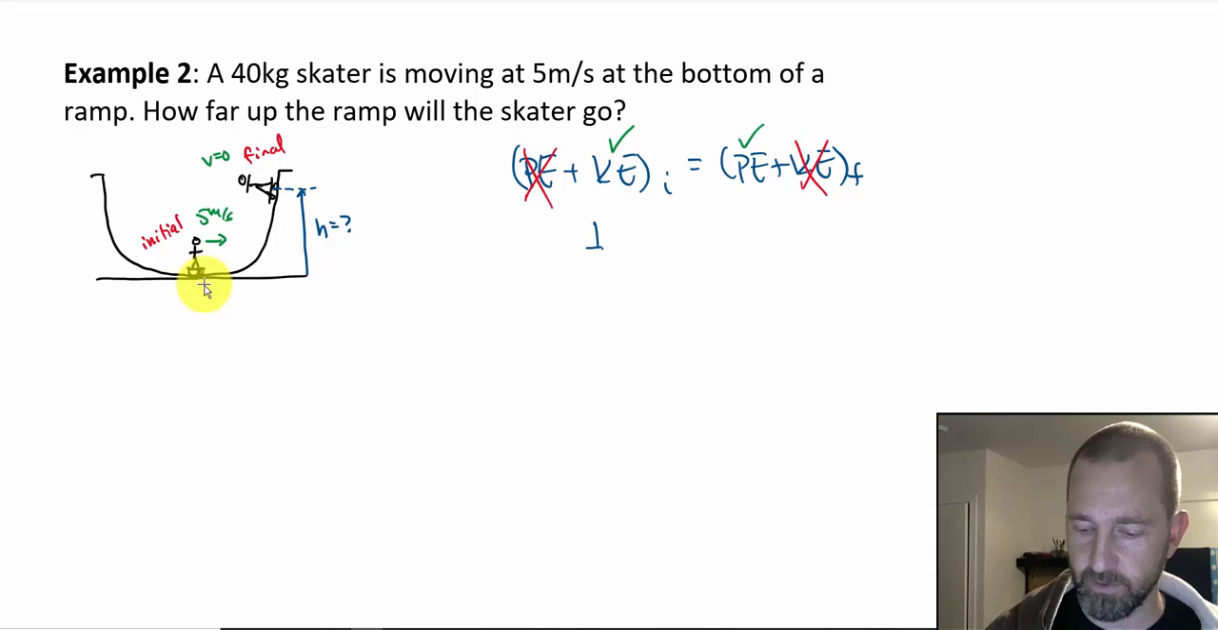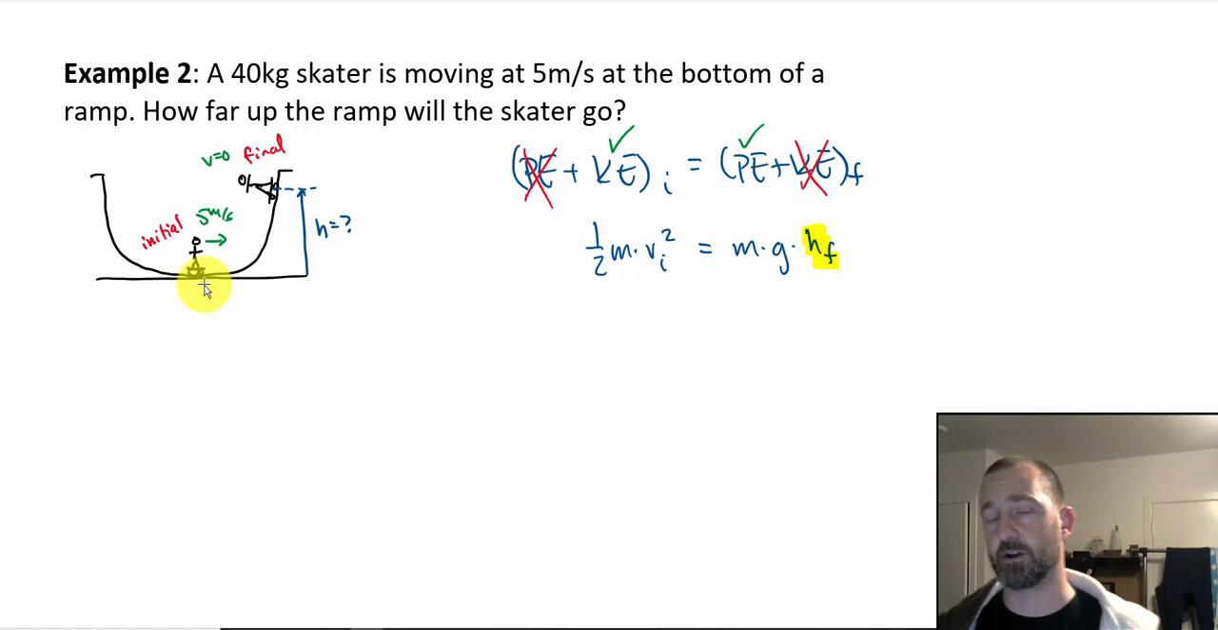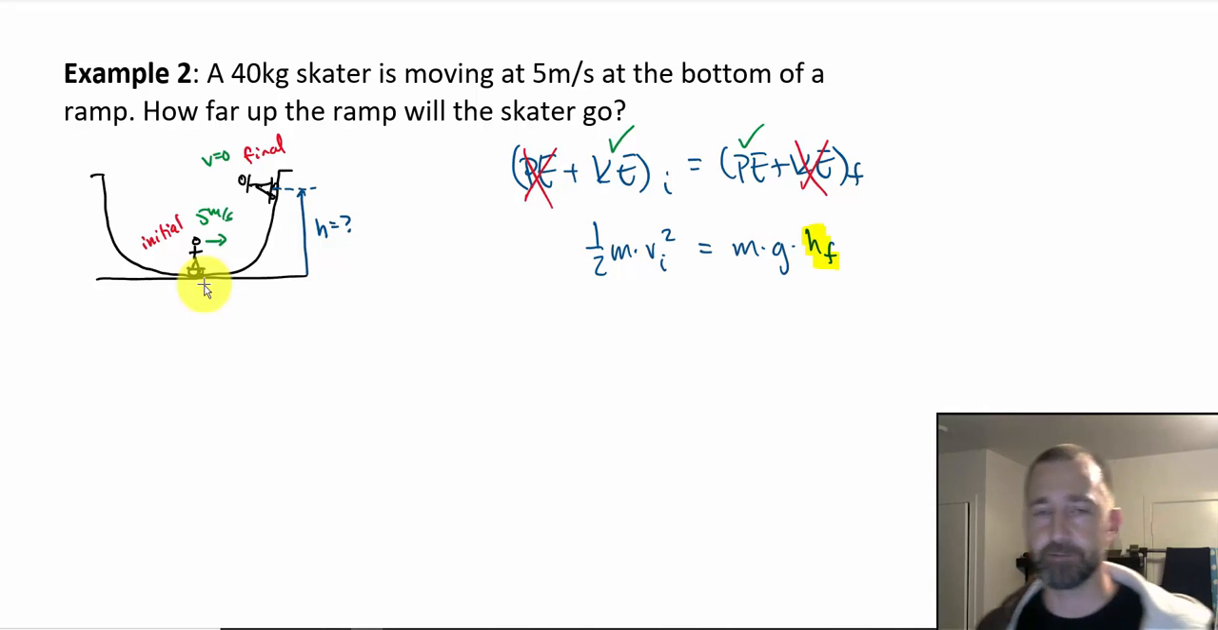We have a scenario where 1/2 mass times initial velocity squared is all going to equal mass times gravitational acceleration times the final height. And that final height is what we don't know. It's a little bit easier to solve, and we're going to go ahead and do that mathematically.